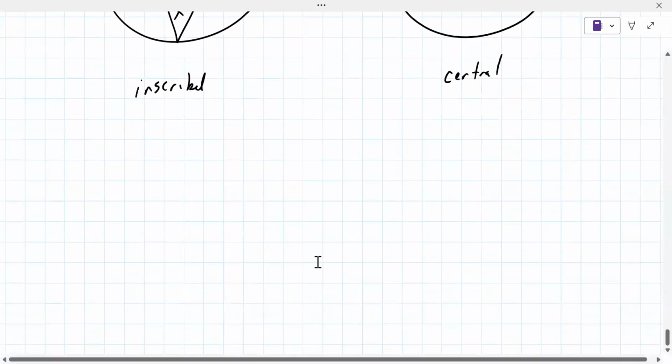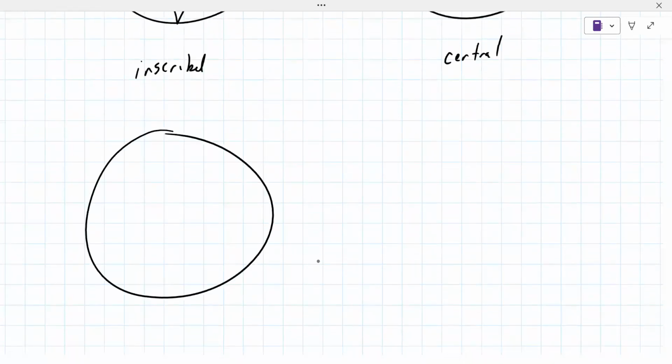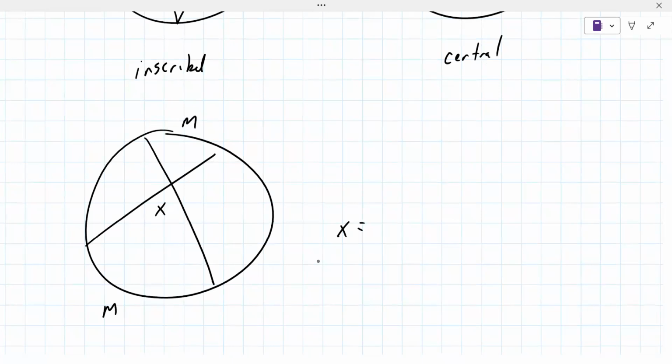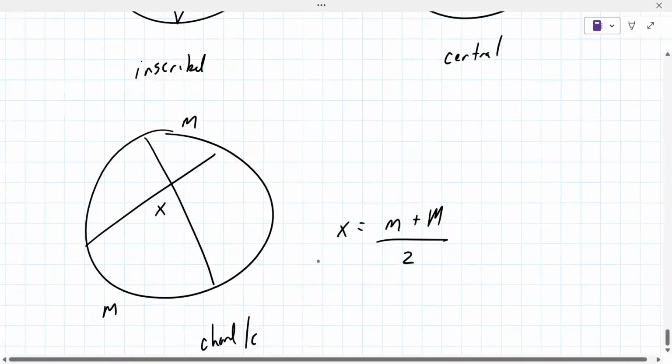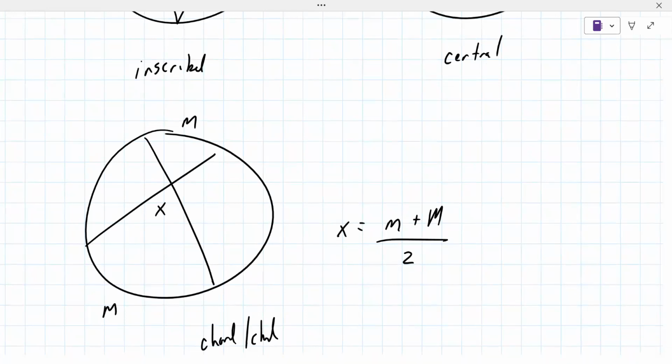And then there's the chord angle, which uses little m and big M. X is equal to little m plus big M divided by 2. I call that the chord. And then the next ones are the ones that are external to the circle here.